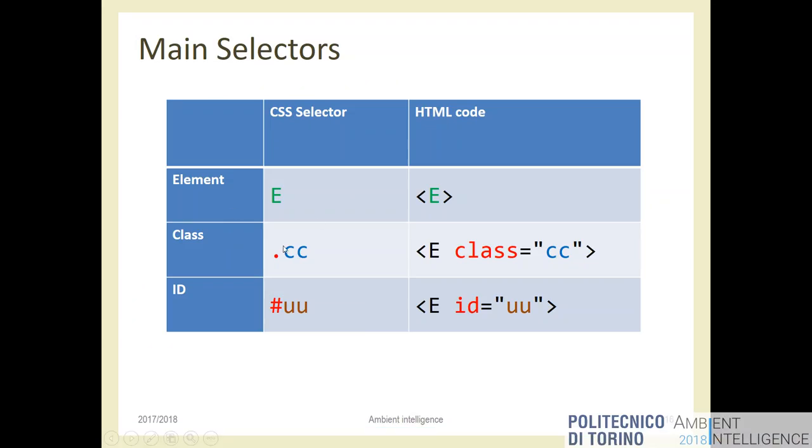Then the other selector, which is the most important one, is the class selector. Class is used to tag a set of elements, not only one, with a specific name. Imagine a blog with different posts. Every post has a title, an author, and a body. And there are many of them in the same page. So you want all the titles to be formatted in the same way, all the authors to be formatted in the same way, all the body contents to be formatted in the same way.